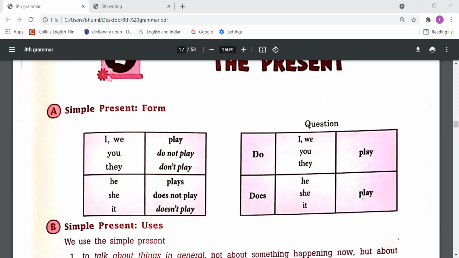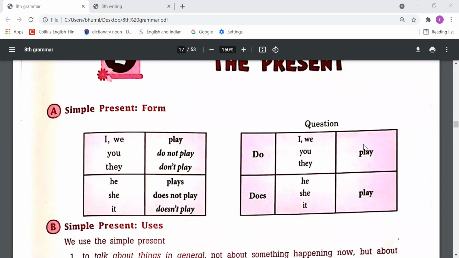Okay, so dear students, first of all, the formation is given. The formation of simple present tense is that, first of all, we need to use the subject, then the root form or the third person singular form. The root form is the base form, and the third person singular form is when we add S or ES to the root form, like play is the root form and plays is the root form plus S, the third person singular form, right?